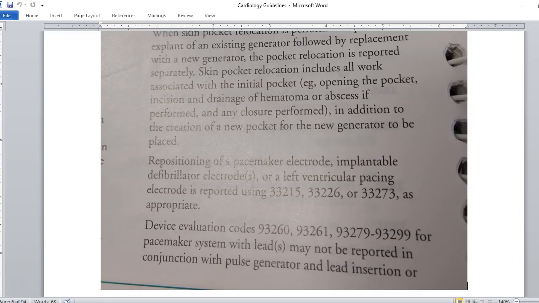And you'll see device evaluation codes, they all start with 9s. Those are in medicine. So when we implant a device in the body, most of the time it's going to come from surgery, but when we have to program, reprogram, tune, retune devices, that's all going to come from medicine. So keep that in mind.